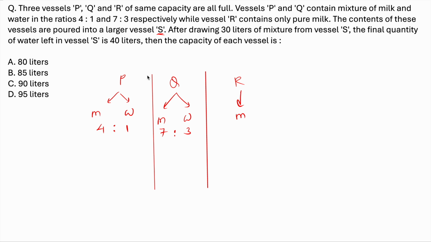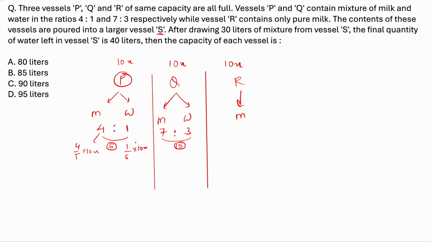Very beautiful question. Let's observe one thing, guys. 4 plus 1 will be 5 and 7 plus 3 will be 10. The least common multiple of 5 and 10 would be 10 only. So for all practical purposes, let us assume the capacity of each vessel as 10x liters. Now out of these 10x liters in the vessel P, the ratio of milk and water is 4:1. So milk will be 4/5 of 10x and water will be 1/5 of 10x.